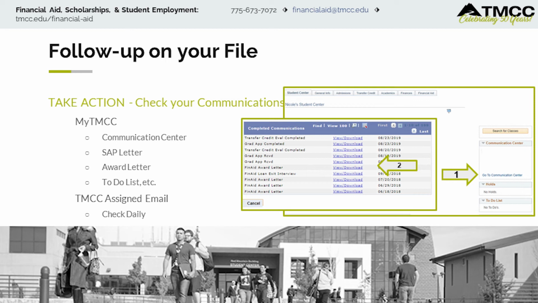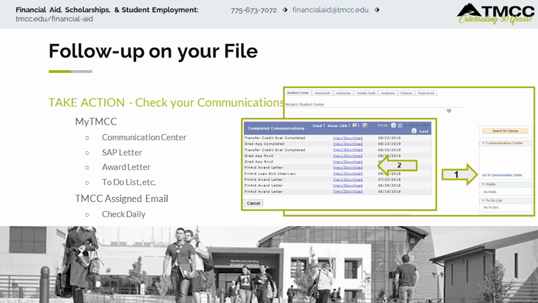In order to maintain eligibility for financial aid, satisfactory academic progress, or SAP, requires the student maintain a 2.0 GPA or grade point average, complete 67% of the credits they attempt, and complete their degree without attempting more than 150% of the credits that degree requires.